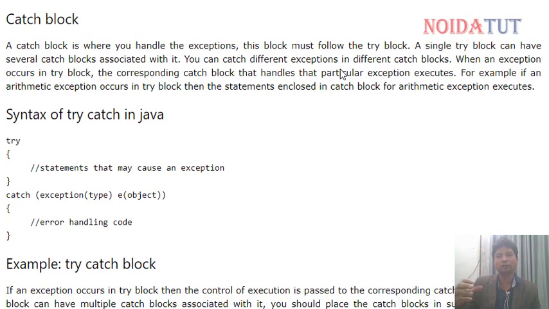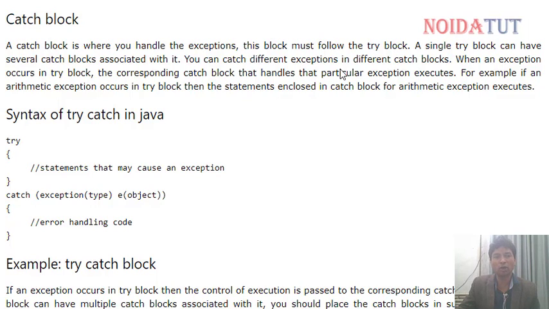Now looking at the catch block, a catch block is where you handle the exceptions. This block must follow the try block. From where do we get the exception? That is the try block. And catch is always followed by a try block.